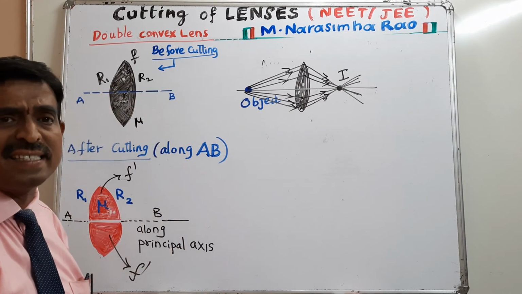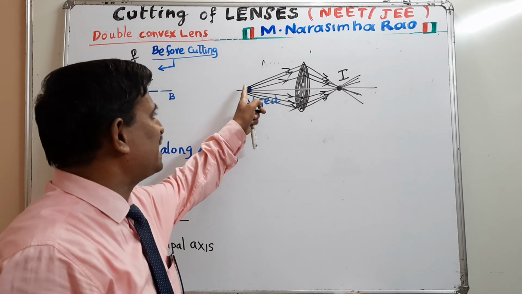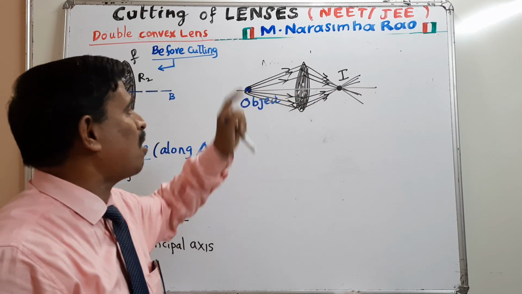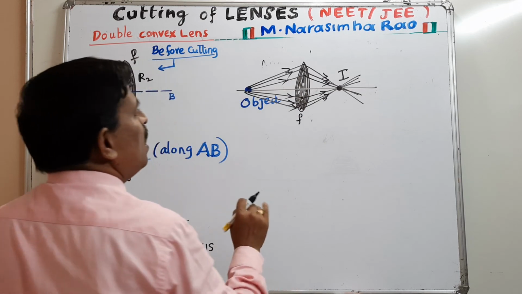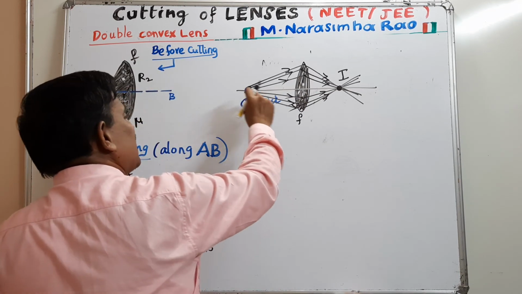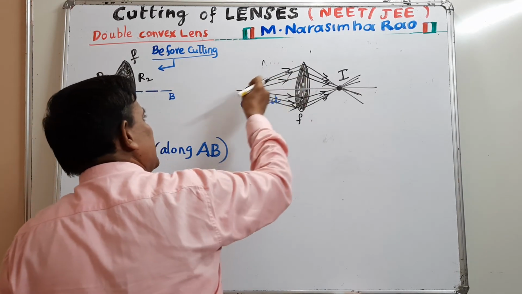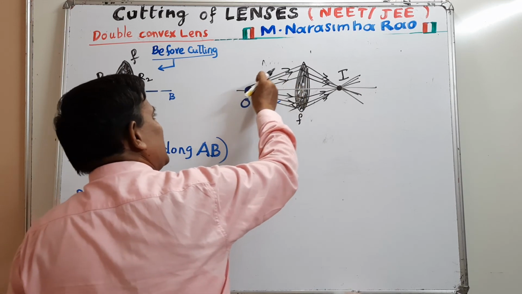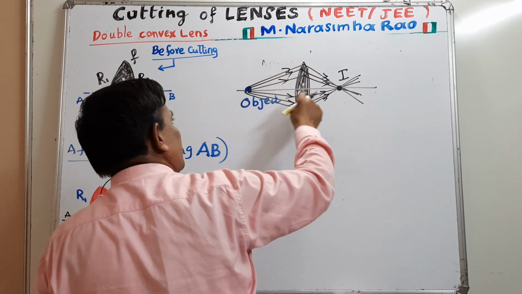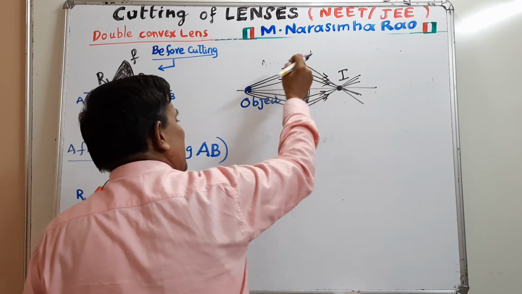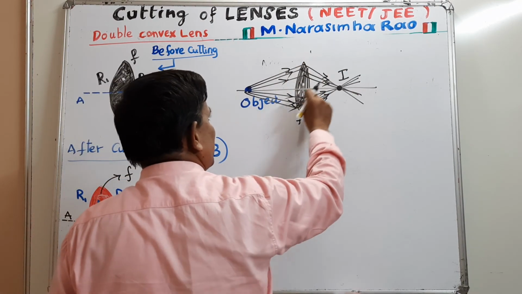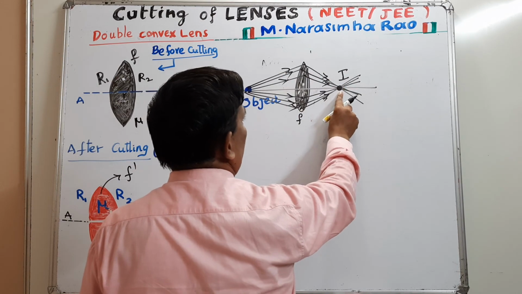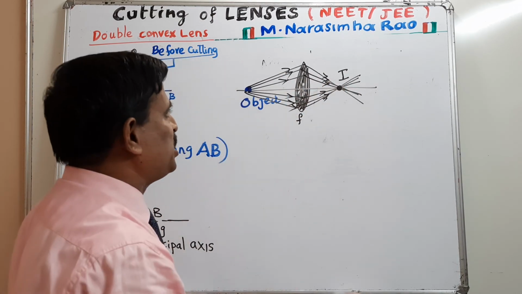Before cutting the lens, this object is placed in front of the convex lens. Its focal length is f. Now from the object, light rays are coming out. Those incident light rays are incident on the convex lens. Inside the lens, refraction takes place. After refraction, the refracted light rays converge at a point, forming the image.